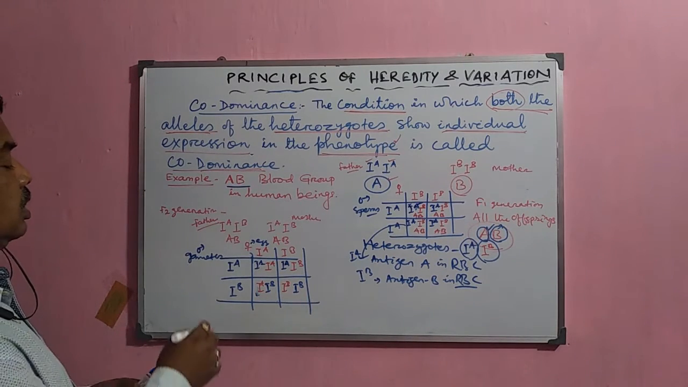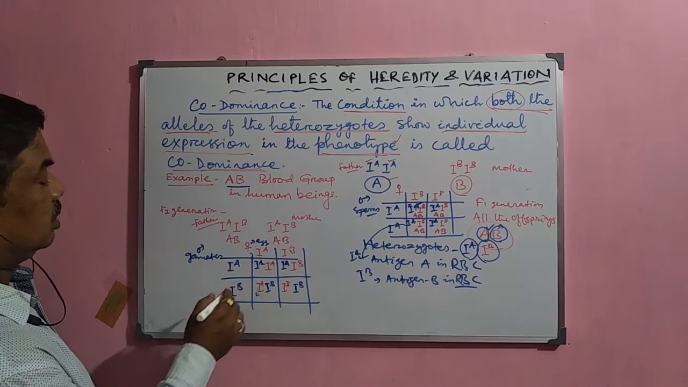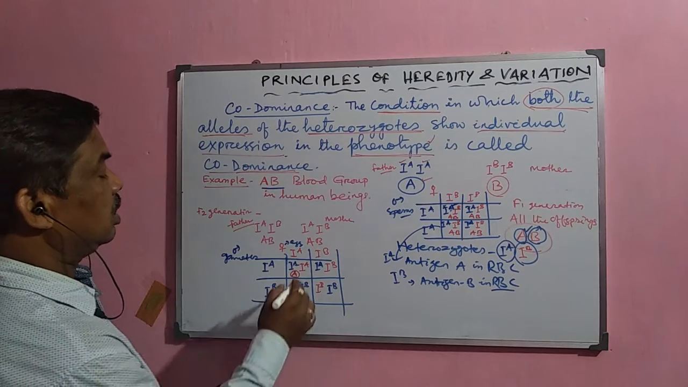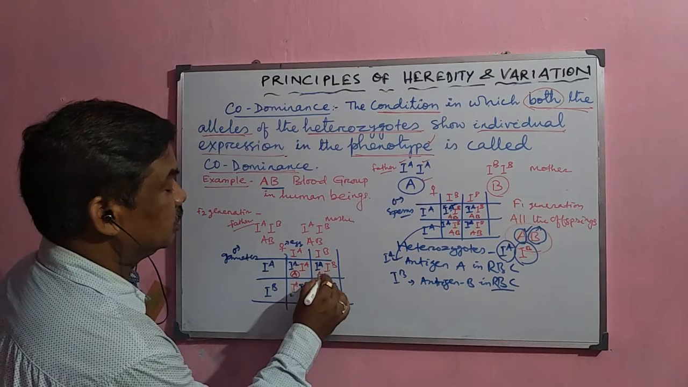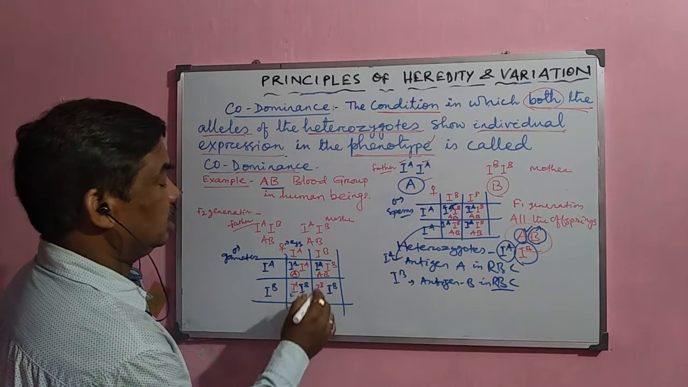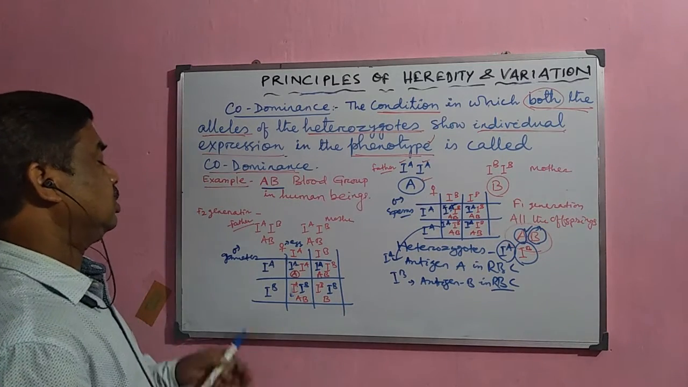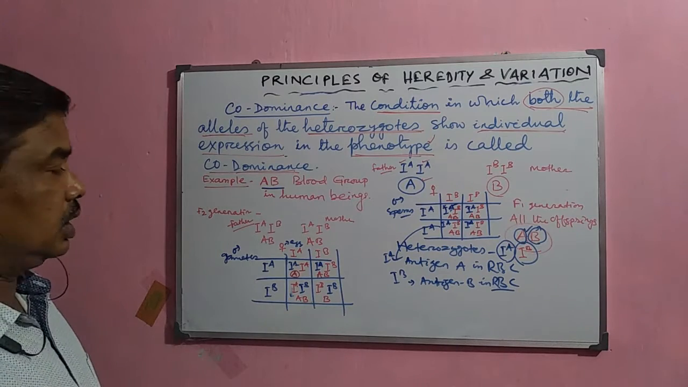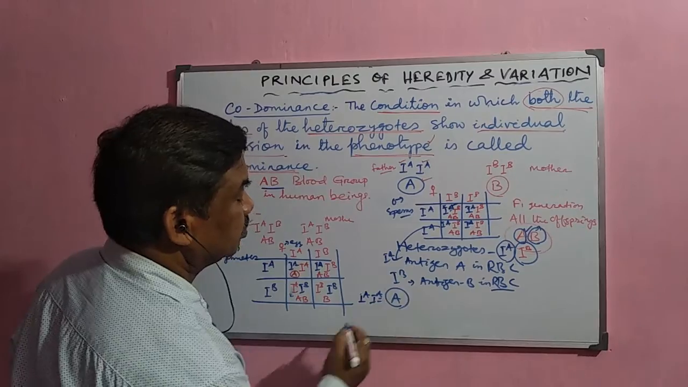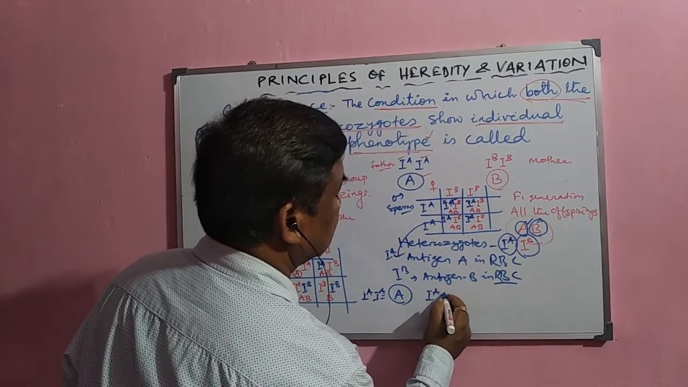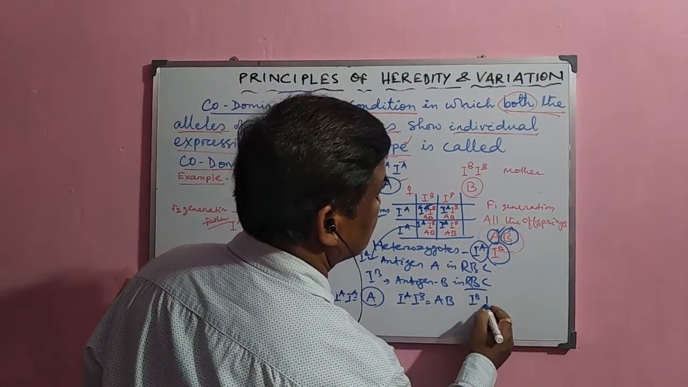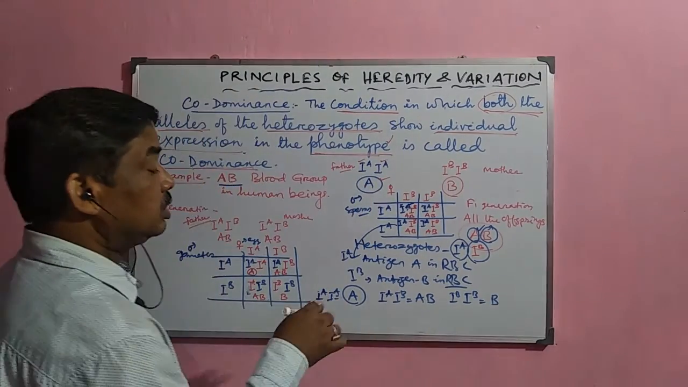Now, from this, there are different combinations you will observe here. Look at here. IA IA means it will have A blood group. Now, IA IB has AB blood group. Next, IA IB, that is also AB blood group. And here, IB IB will have B blood group. So in the F2 generation, what we observe is: IA IA means A blood group, second, IA IB means AB blood group, then another one, IB IB, that is B blood group. That means three types of blood group.